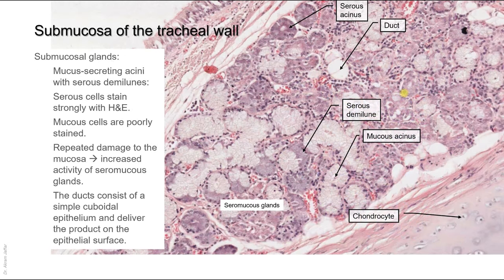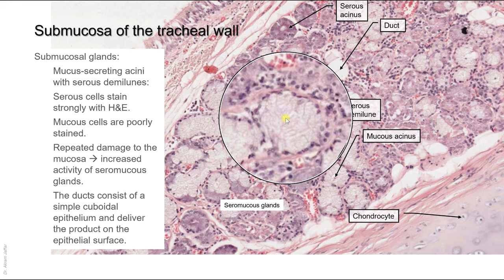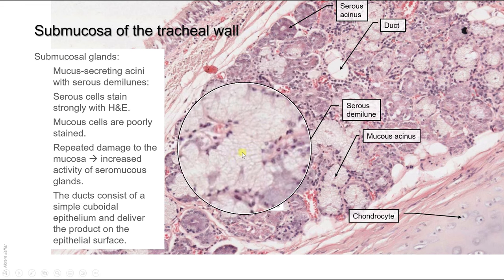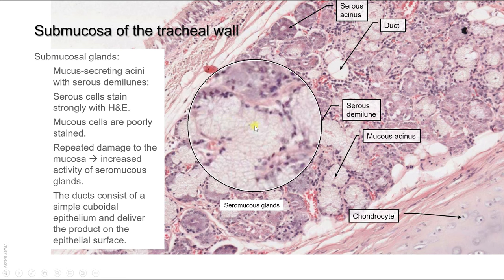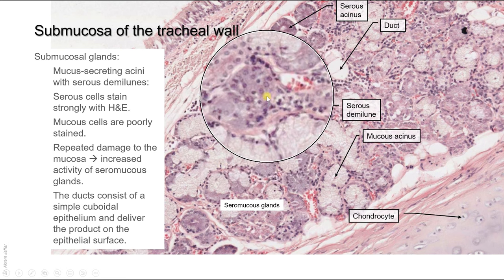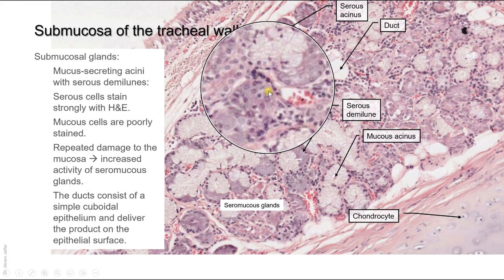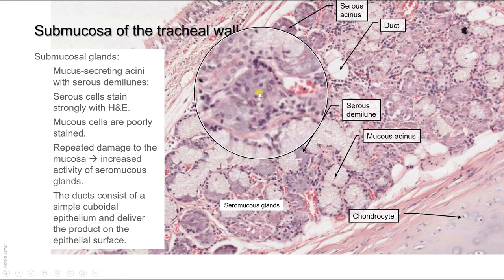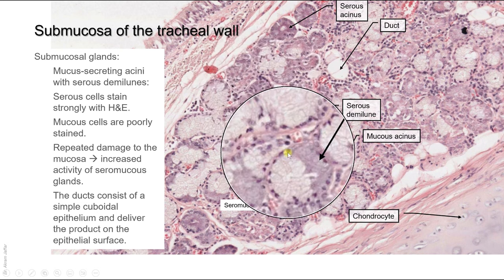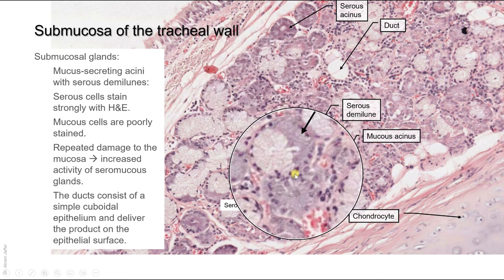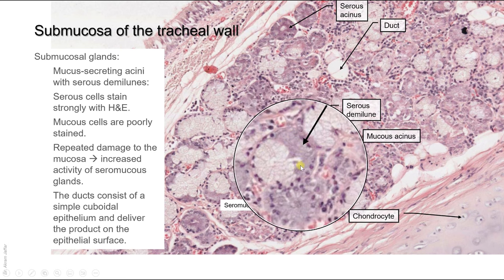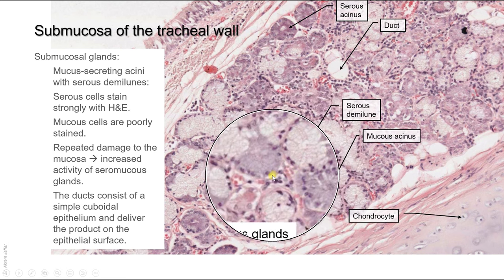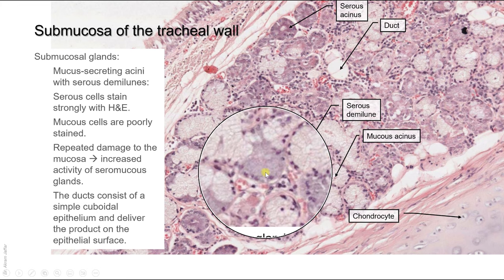In the submucosa, as shown in this section, let me orient you. This is the mucosa here, and then it lies on lamina propria, and this is the submucosa. You can see that there are multiple acini. Some of them have cells with clear cytoplasm. These are mucous acini. And in some of them, you can see that the cytoplasm is stained darker than in the mucous cells, and these are the serous acini. In some places, you can see that the mucous acinus is capped with serous cells, and these are called serous demilunes, because they appear like a half moon, demilune.